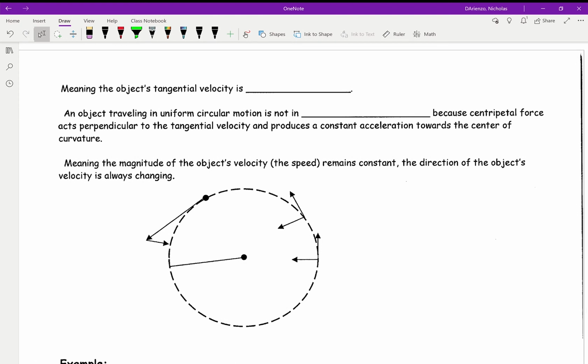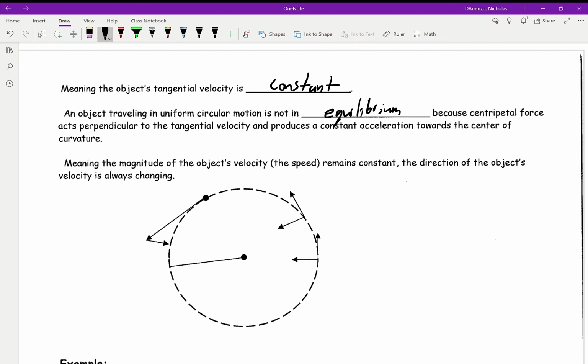But when we look at the tangential velocity, it's going to be constant. It's going to remain the same as we're traveling in uniform circular motion. However, the object traveling in uniform circular motion is certainly not in equilibrium, because we have a centripetal force acting perpendicular to the velocity, and that's going to produce a constant acceleration towards the center of curvature.